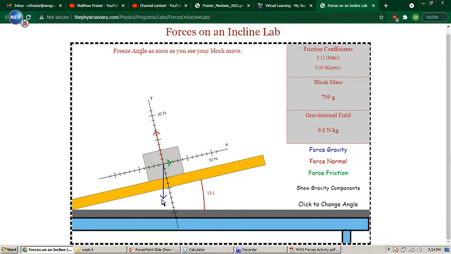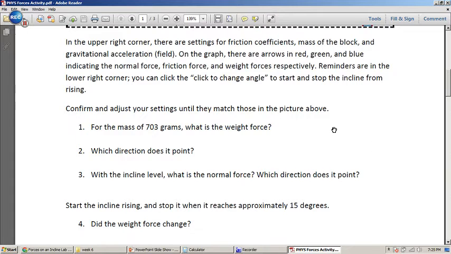You can see that the force of gravity, I can turn it on and off. And then I can turn on and off the normal force, and I can turn on and off the friction force arrow. This is the free body diagram for this object. It doesn't have the labels on it, but the blue arrow is the weight force, and then the red is the normal force, and the green is the friction force. Right. So the weight force is just the mass times g. It is fixed, and so you can take and multiply these numbers out and get what that weight force is.